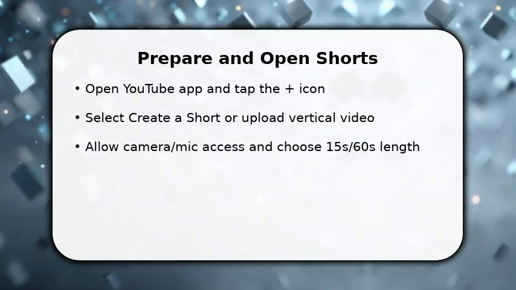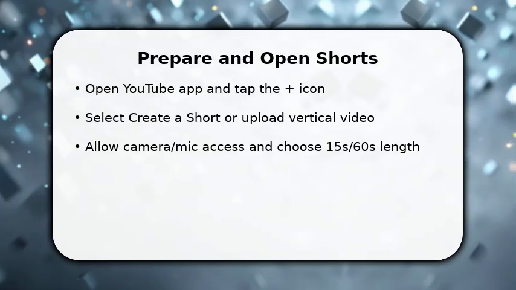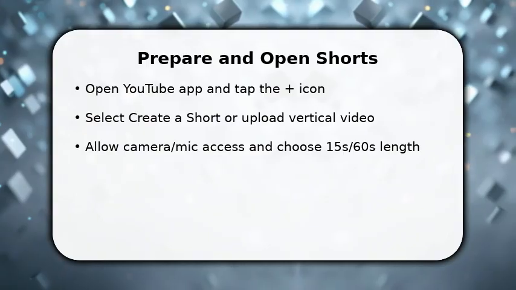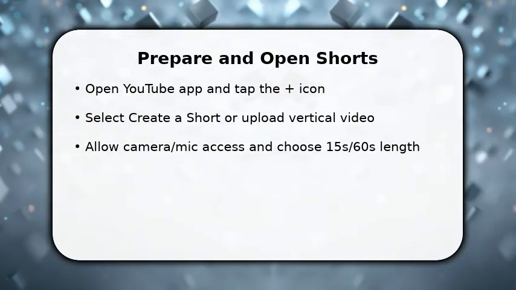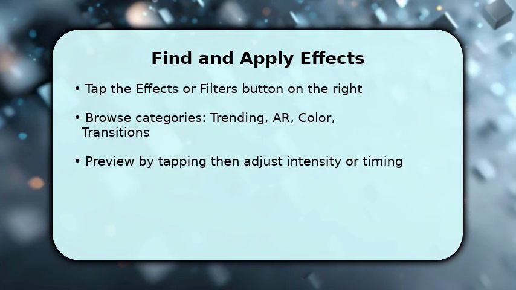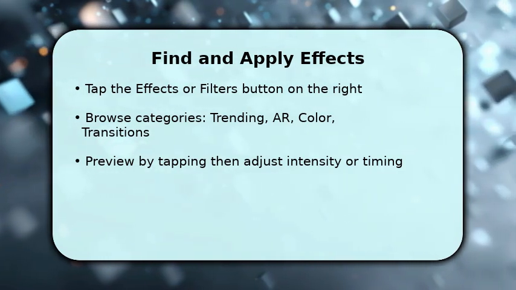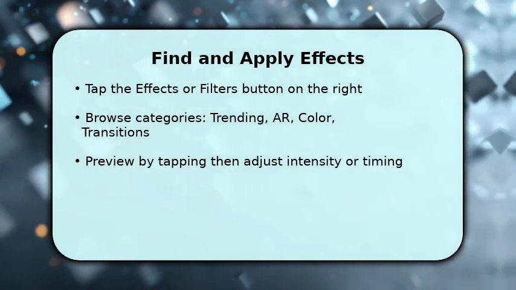Once done, position your clip in the editor timeline and glance at the right side icons. This is where the effects workflow begins, and it keeps everything fast and editable. Now focus on the effects button on the right side of the editor. Tap it to reveal categories like trending, AR, color, and transitions.